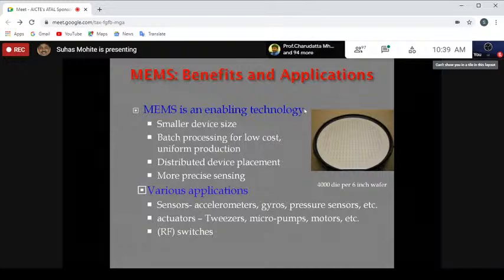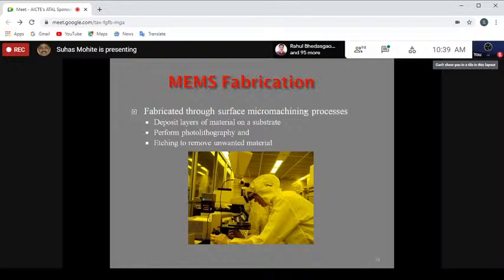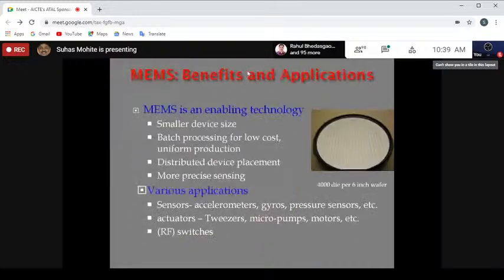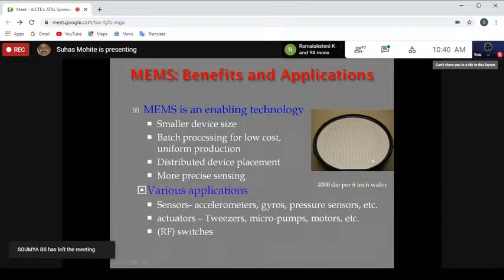MEMS benefits and applications. Now you have got some glimpse of what MEMS are, what mechanical devices are, and how they are integrated and fabricated on a silicon wafer, and we will see a few more things. But before that, the advantages: smaller size, batch processing so you can produce them at low cost, uniform production, distributed device placement. So this is a wafer, and these tiny patches that you see are the individual devices that are fabricated at a time.